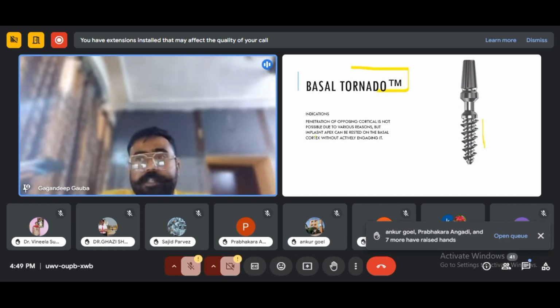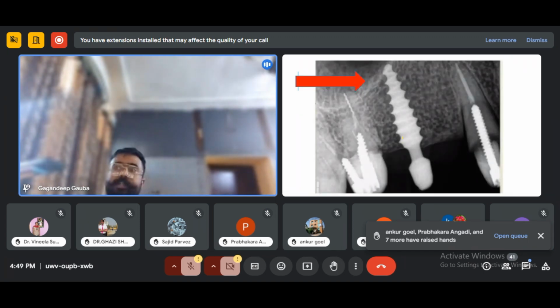So indications, please read, please take the screenshot of the indications. Penetration of the opposing cortex is not possible due to various reasons, but the implant apex can be rested on the basal cortex without actively engaging it, right? We can see in this x-ray also. What I have done is, this is the floor of the maxillary sinus, right? My implant is going in and resting on it, not perforating it.